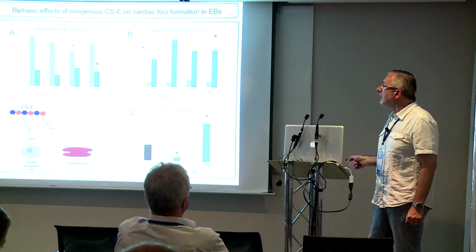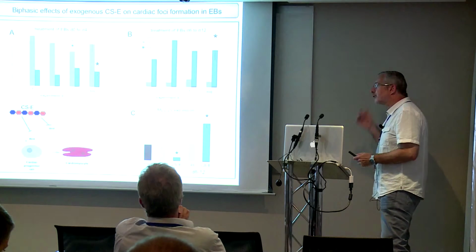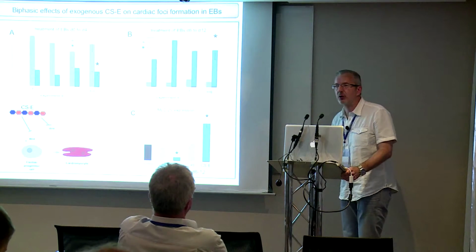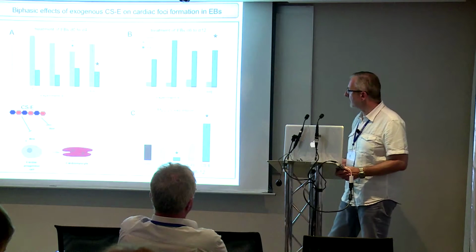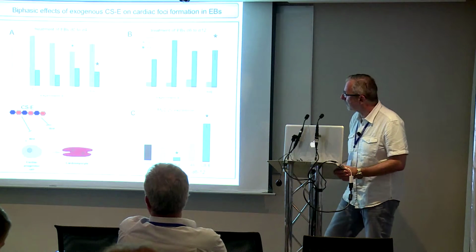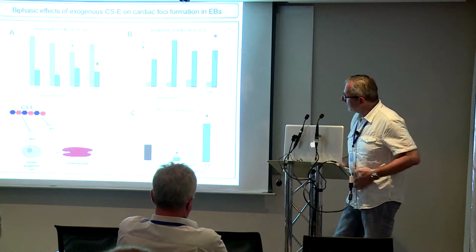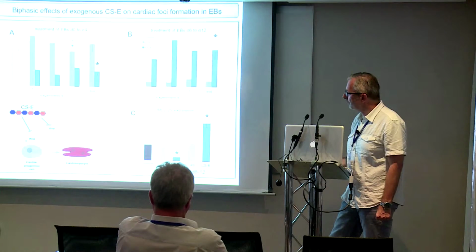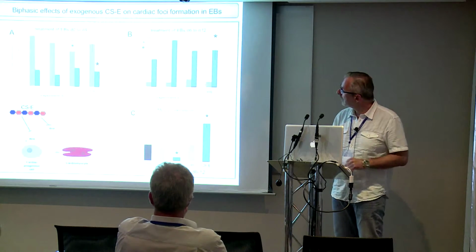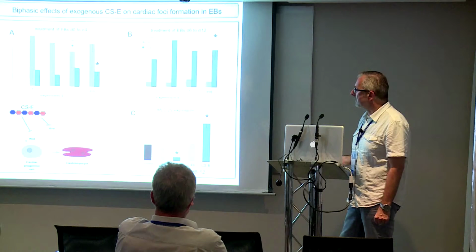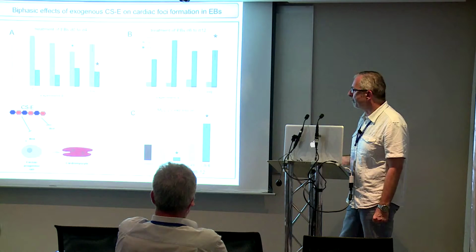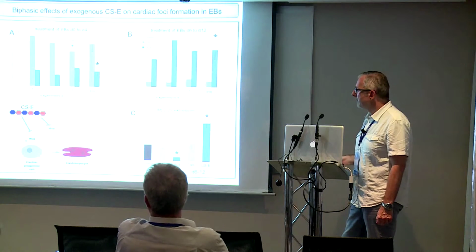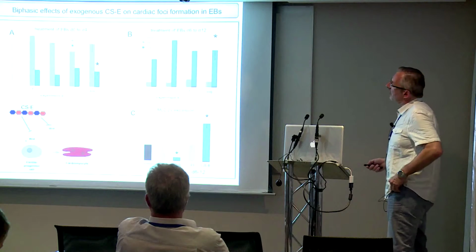And then lastly, we wanted to see, can treatment with exogenous CSE also have this biphasic effect I showed you with the digestion of endogenous chondroitin sulfate. So just to summarize, CSE blocks Wnt signaling, as I've showed you. So if we block Wnt signaling early on, we block this positive effect of Wnt. If we block Wnt signaling later on, we block the negative effect of Wnt on cardiomyocyte differentiation.